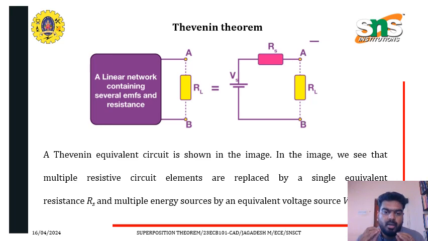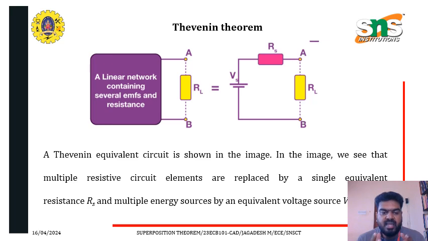So if you are given any complex network, we can simplify this complex network circuit into a simple one, like one voltage source and one resistance. This is the Thevenin theorem. So the Thevenin equivalent circuit is shown in the image.